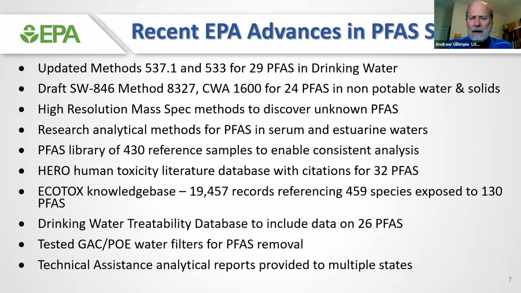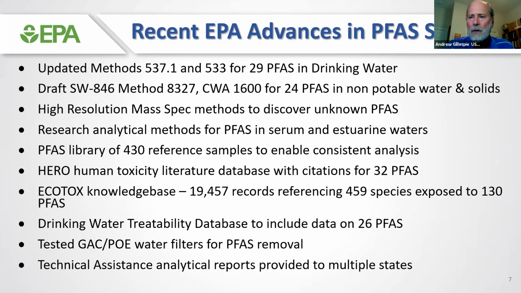This next slide, number 7, talks about some of the recent advances that we've made in PFAS science in the past few years. EPA has updated one method and developed a second analytical method for measuring PFAS in drinking water. Method 537.1 has been around for a few years. We updated that last year to add 4 additional PFAS. And then method 533 came out earlier this year for a somewhat different set of PFAS.